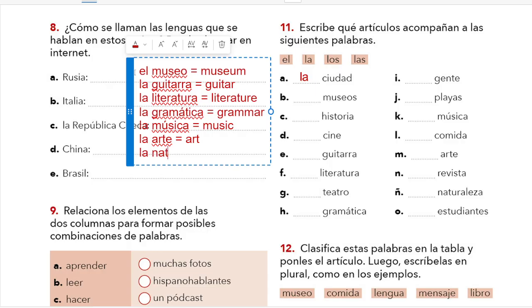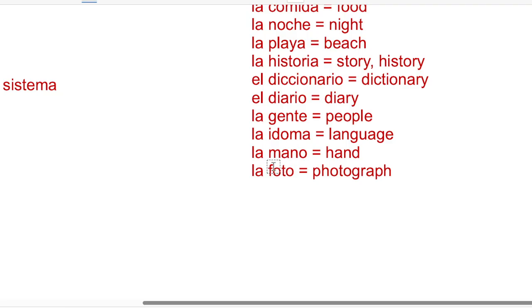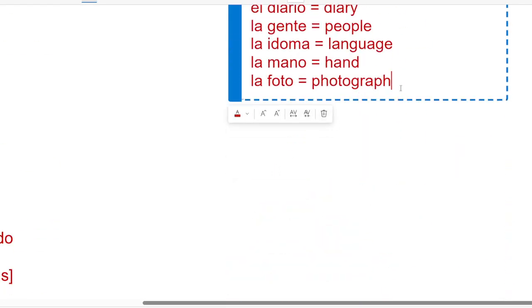La naturaleza. Naturaleza is nature. Let's include them here as well.